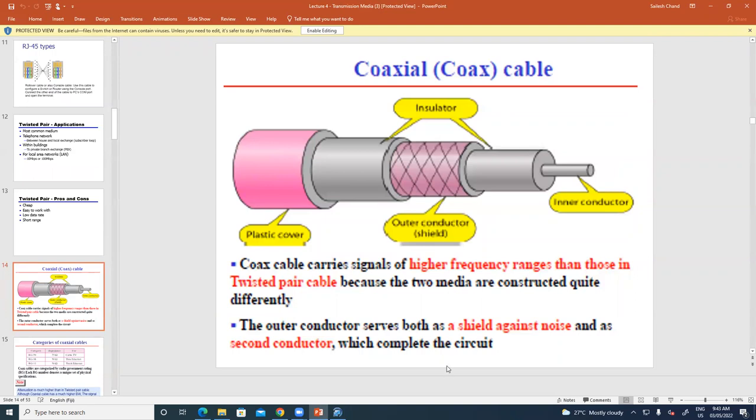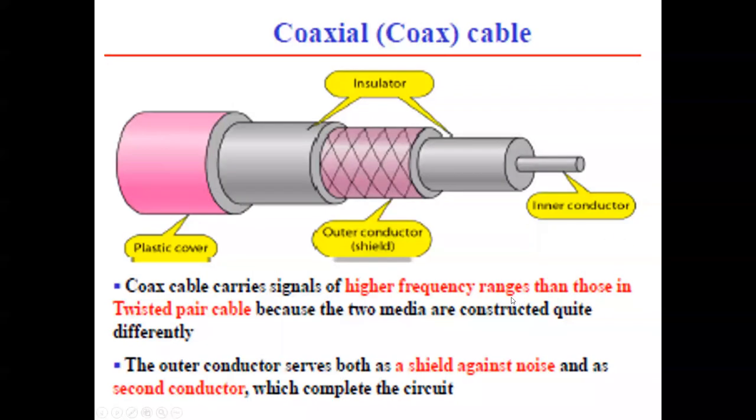Then we have the coaxial cable. The coaxial cable is the cable that you normally see connecting your TV to the antenna, right? That's the coaxial cable. So you have an outer covering, which is normally plastic. Then there is an insulator, and there is an outer conductor shield in between the two insulators, and then the inner conductor, which is copper. So there is a single copper cable, and there's no twisting there. These coaxial cables were used in older networks, particularly in bus networks.